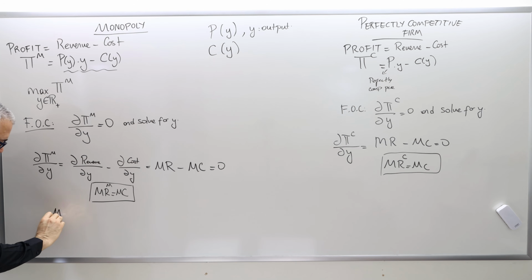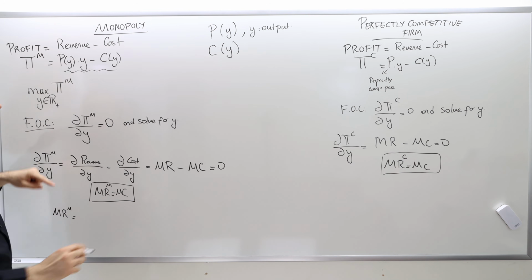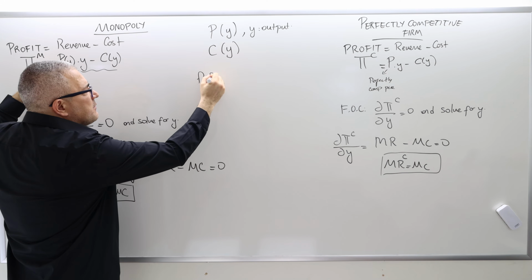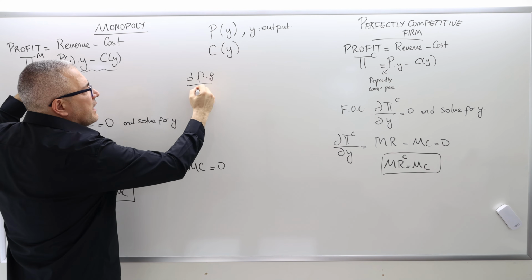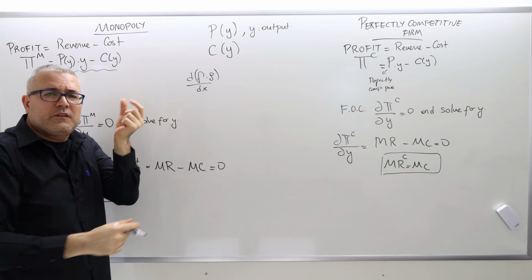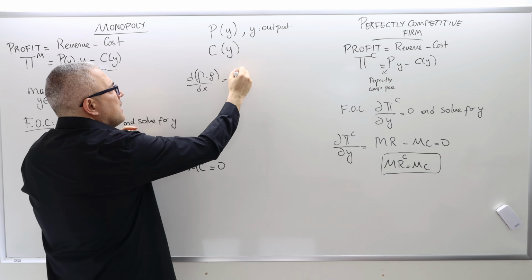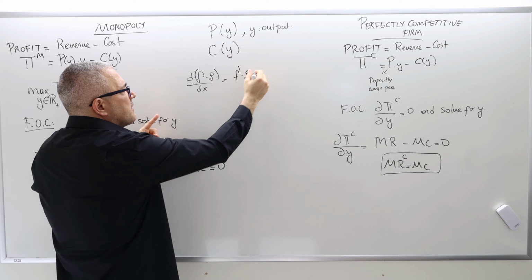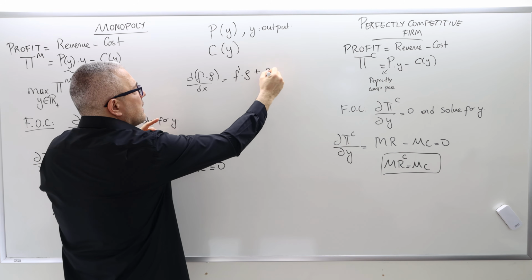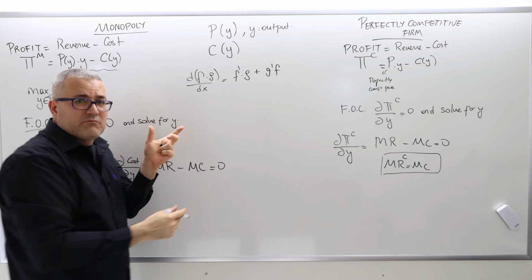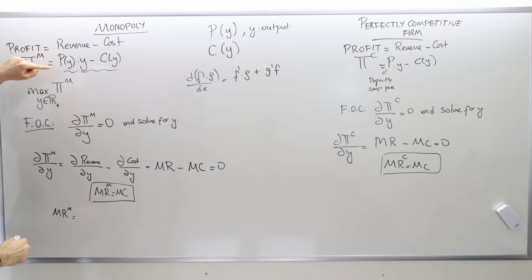In the monopoly case, the marginal revenue is equal to the derivative of this function. So this function is like f times g, d/dx. I'm taking the derivative of a multiplication of two functions, so it's the derivative of the first function times the second, plus the derivative of the second function times the first, right? So I'm using exactly this.